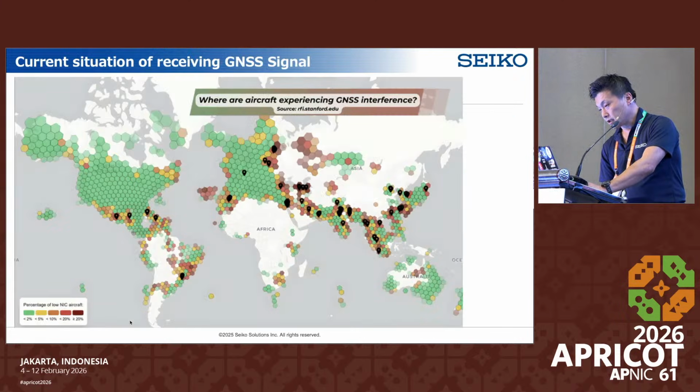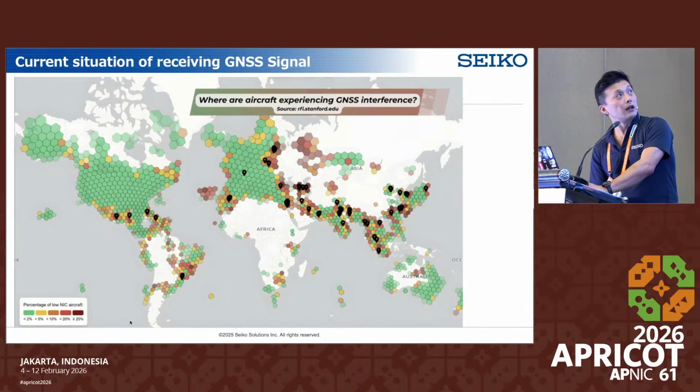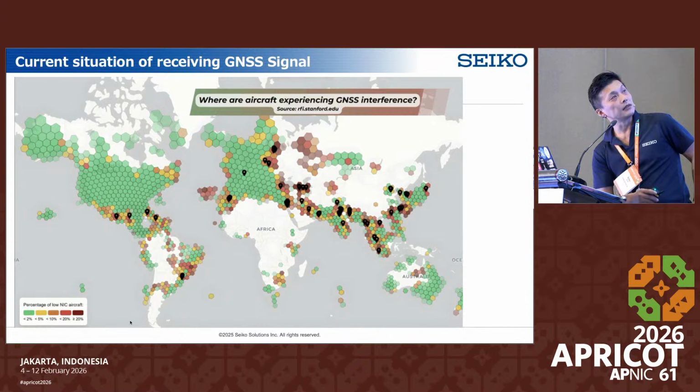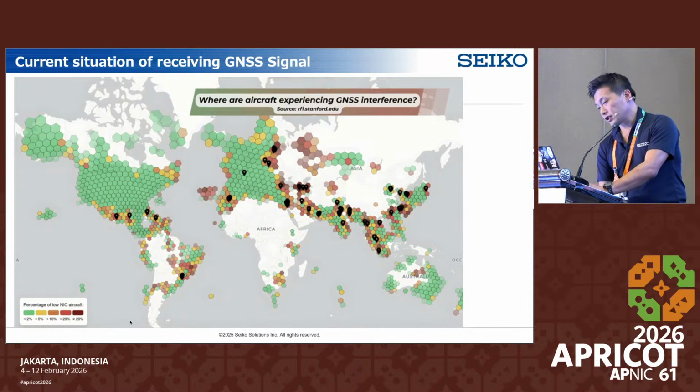Okay, this is the situation. This map shows where GNSS interference is being observed around the world, mainly Ukraine and the Middle East. As you can see, interference events are increasing in many regions. This trend highlights the importance of developing a complementary timing infrastructure that doesn't rely solely on GNSS.